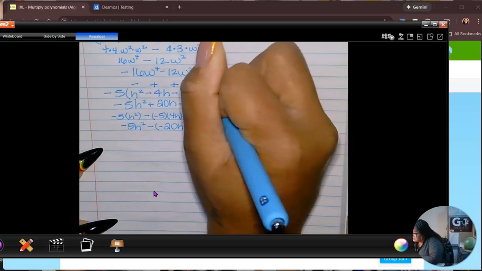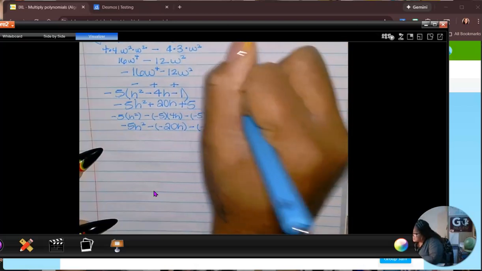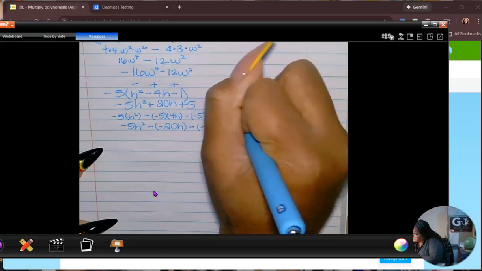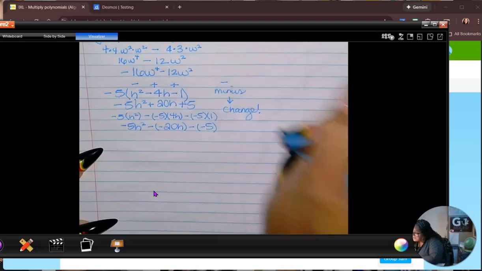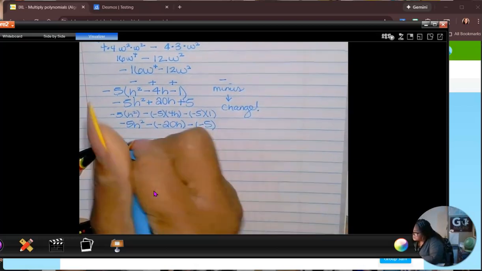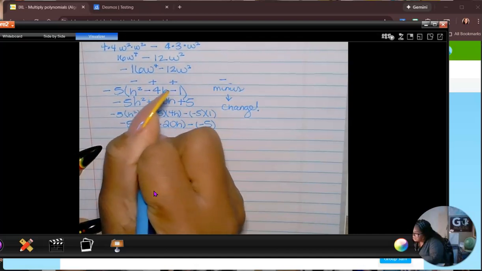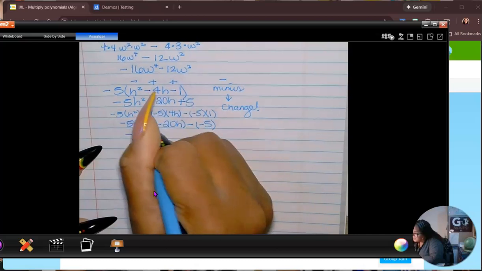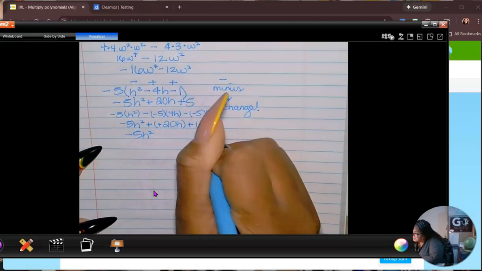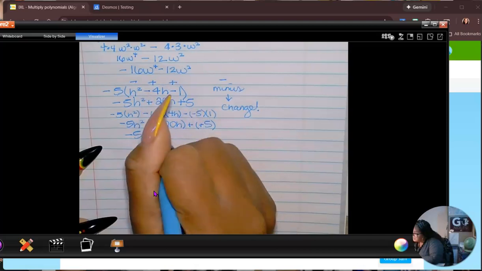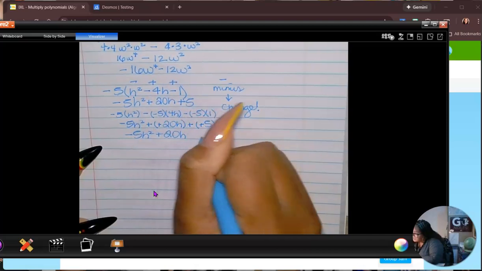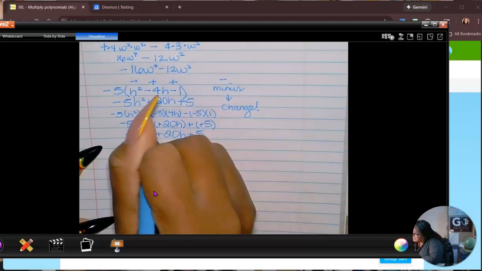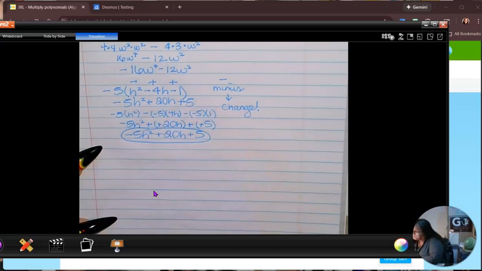This minus sign means change. Change to a different sign, okay? So he doesn't have to change because he's already been changed. He's negative now. This becomes a positive, and this becomes a positive. Negative 5h squared plus 20h plus 5 becomes my final answer.